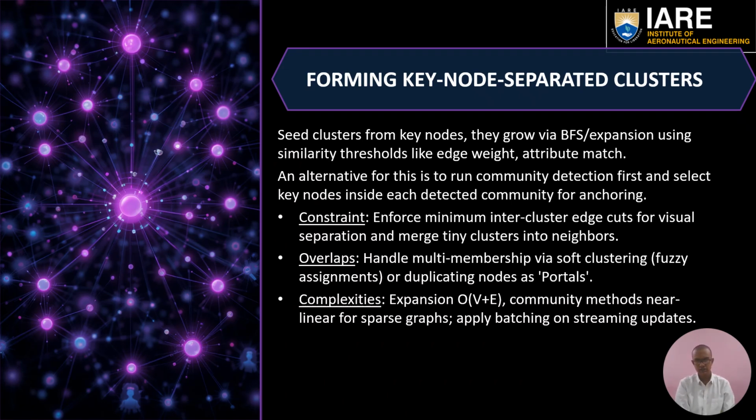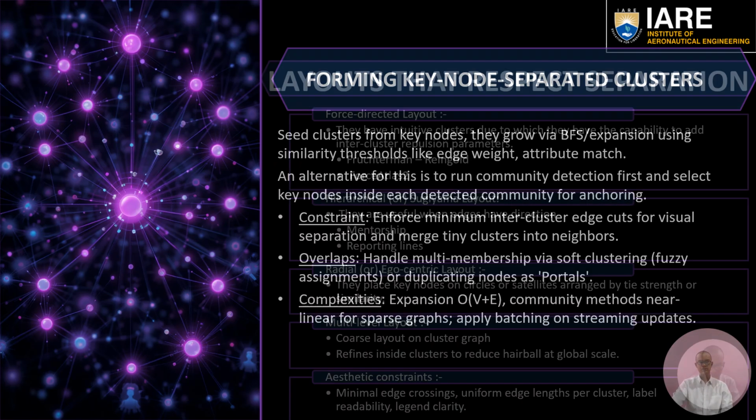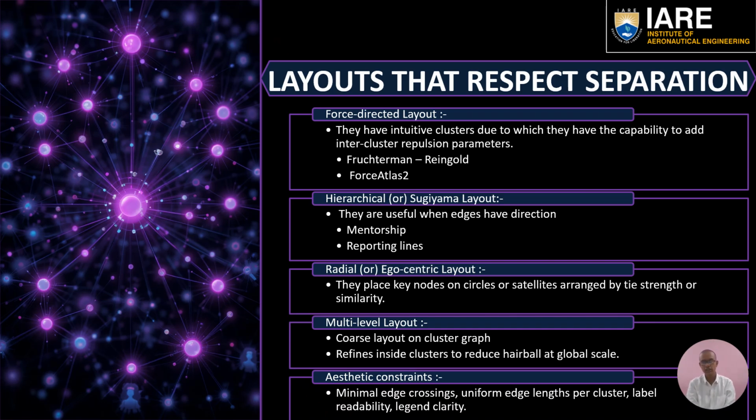The complexities for this expansion, that is O of V plus E, community methods near linear for sparse graphs, and the application of batching on streaming updates. Hence, this is the aspect of forming key node separated cluster. Now let's discuss the layouts that respect separation.